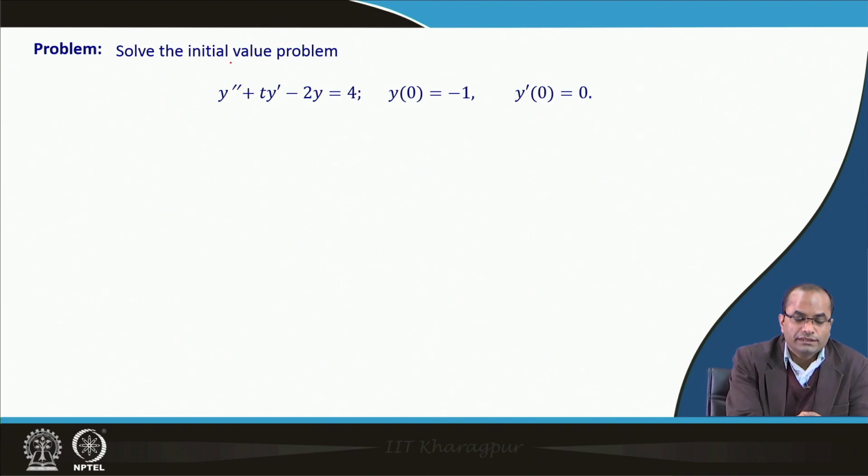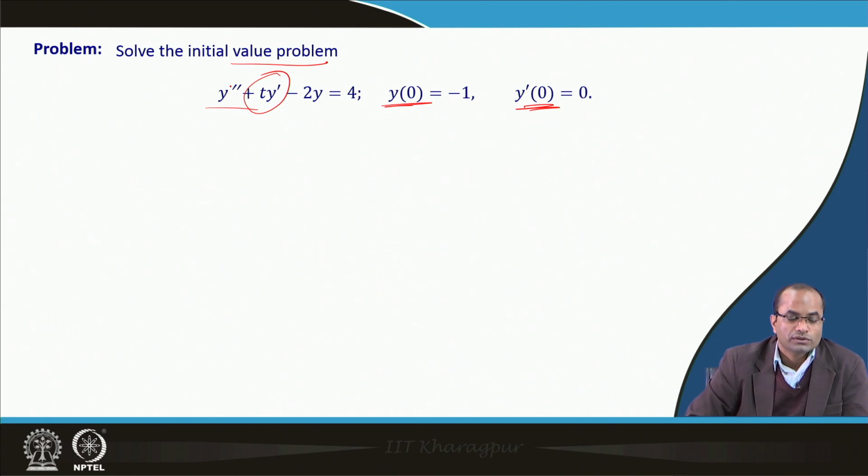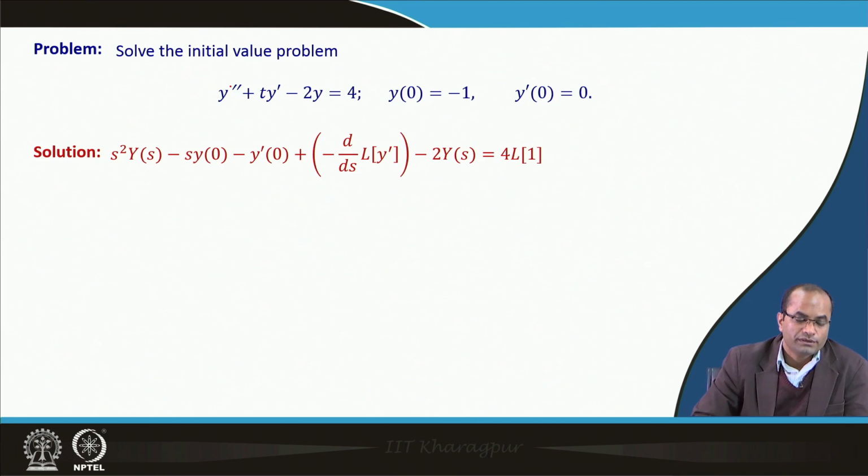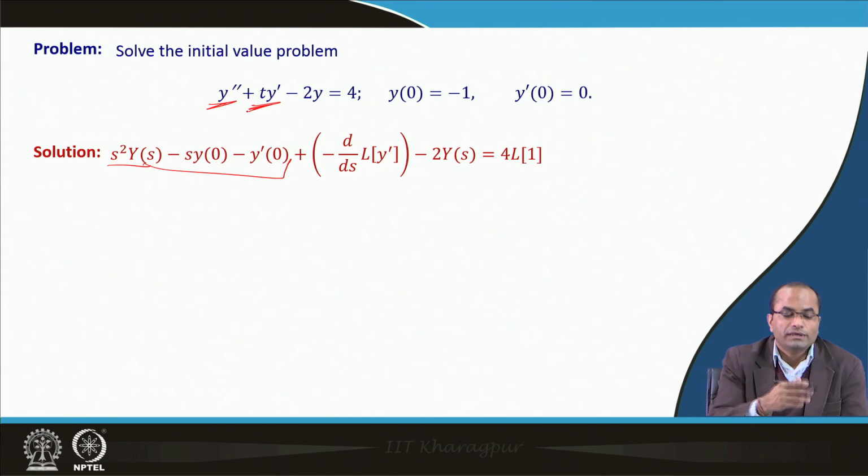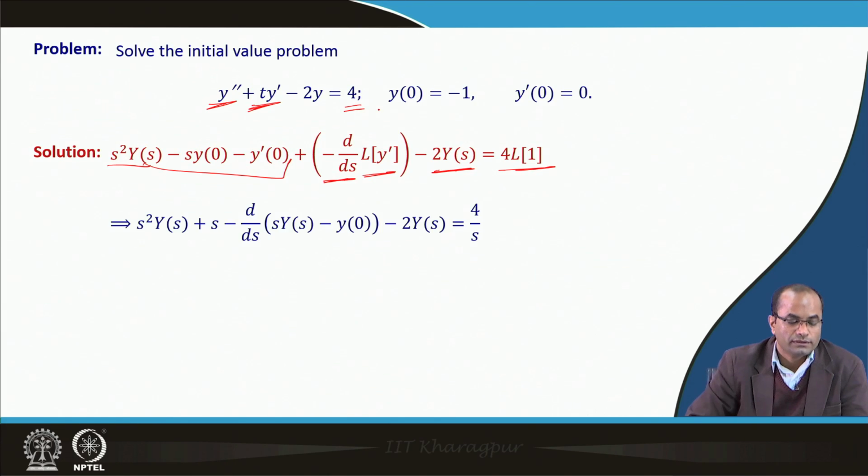So, here we have the initial value problem because these conditions are given at 0 only, and the difference here is that this is t y prime. So, we have variable coefficients, but we can deal again with the Laplace transform. We have s squared, the derivative theorem for y prime goes up to this, and there is a t times. We have already gone through the properties of the Laplace transform. So, the Laplace of t y prime is minus d over ds of the Laplace of y prime, and minus 2y, and then we have 4 times the Laplace of 1 on the right hand side.